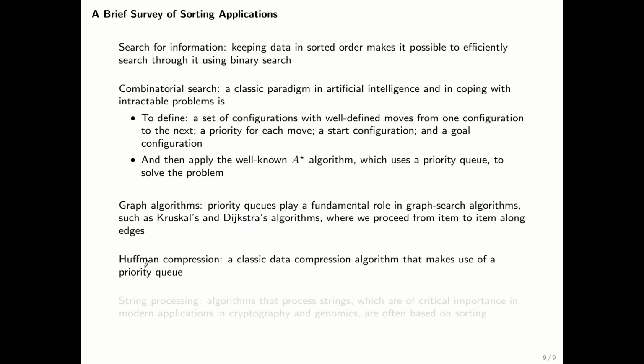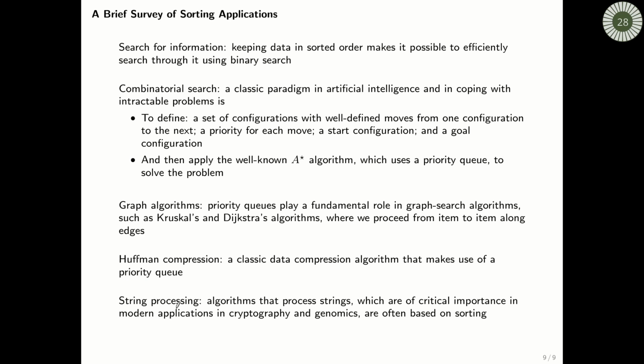Another famous application is Huffman compression, which is a classic data compression algorithm that makes use of a priority queue and hence sorting to implement compression. What do we mean by compression? We take some data and we compress it. There are two types of compression algorithm, one that is lossy and the other that is lossless. Huffman compression is an example of lossless compression, meaning once you have compressed your data, you can go back to the original data without any loss. And Huffman compression uses a priority queue to implement the compression algorithm.